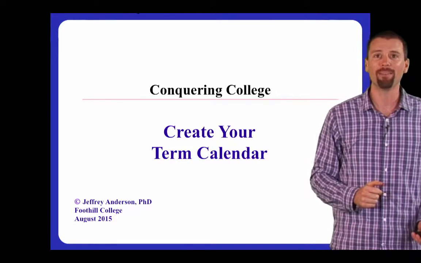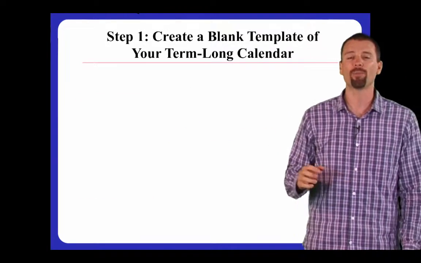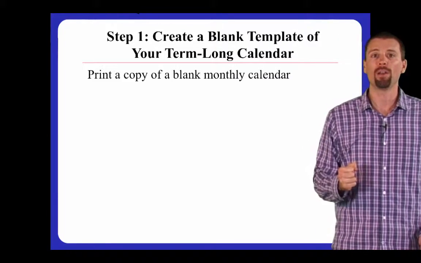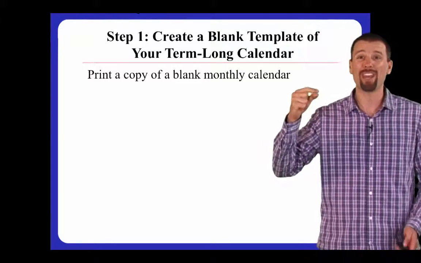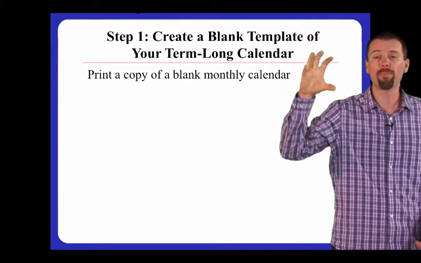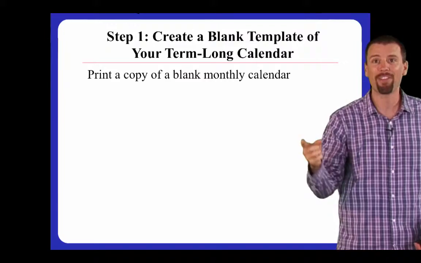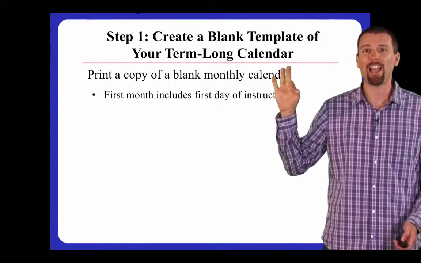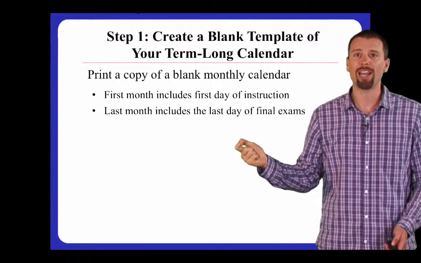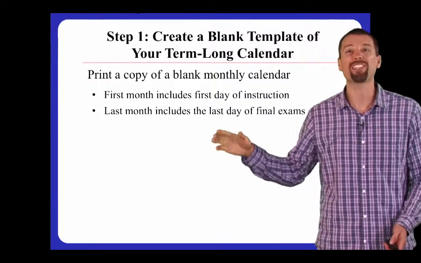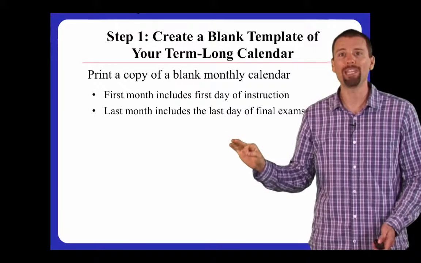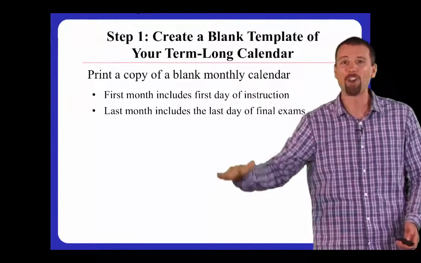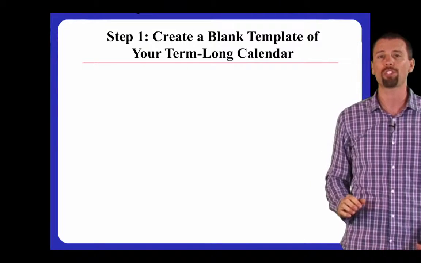Let's jump right in. The first step of creating your term calendar is actually to get a blank template of your term calendar. To do this, you want to make sure that it's a monthly calendar, so it goes month to month and includes all days of the month, including Saturday and Sunday. The first month in this calendar should be the month that includes the first day of instruction, and the last month in this calendar should include the last day of final exams. So you want the entire academic term, whether that be quarter or semester.